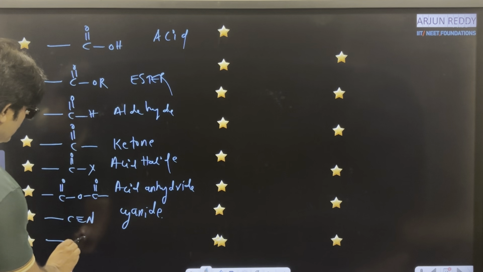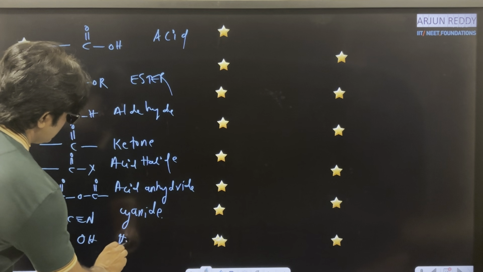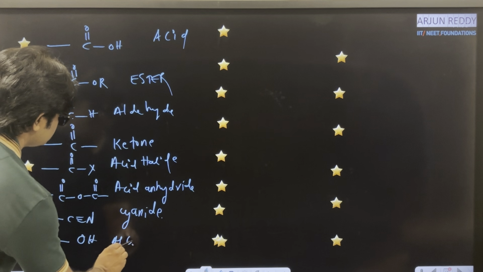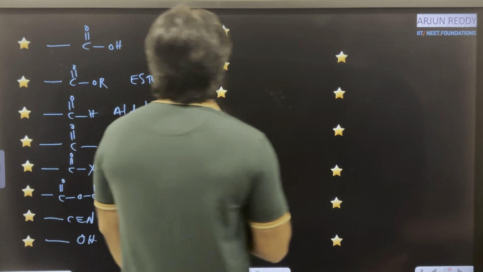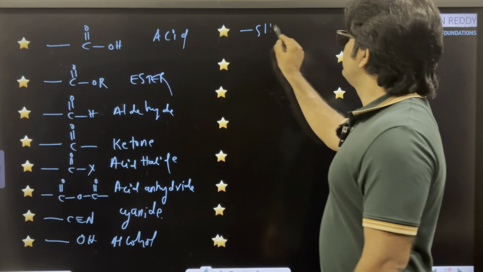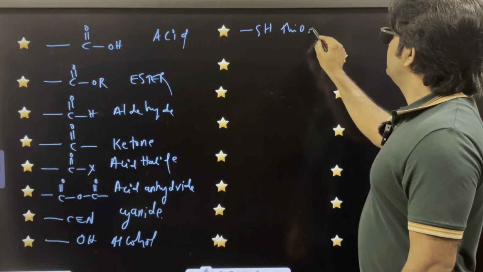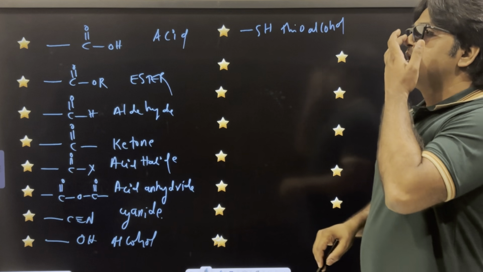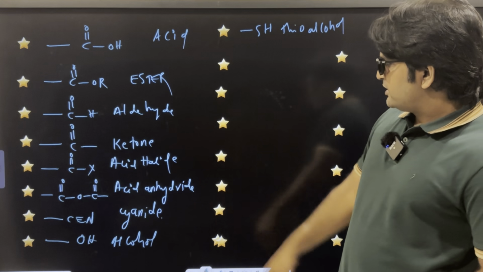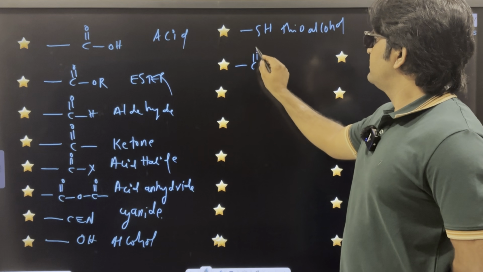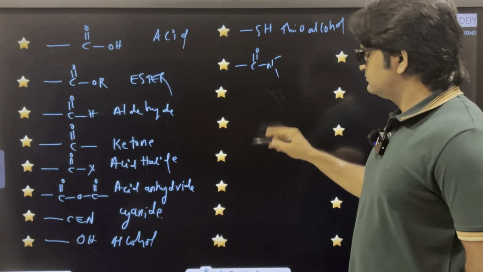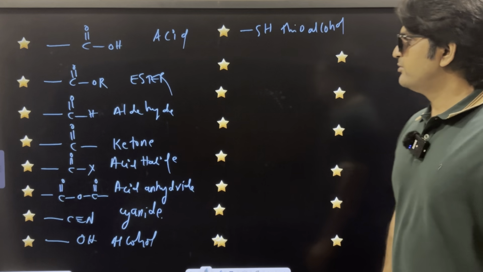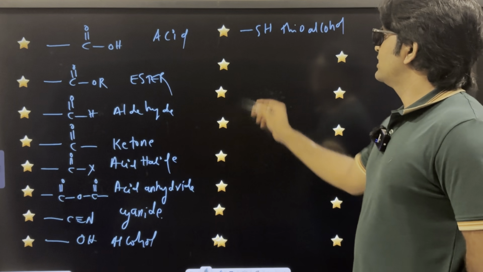Next one, OH. Now this is hydroxy, otherwise I am writing alcohol. For example, SH group is given. That is thioalcohol. Acid amide, completed, not completed. C double bond O N something. This one we will take later, because there are primary, secondary, and tertiary amides. Okay, alcohol and thioalcohol completed.